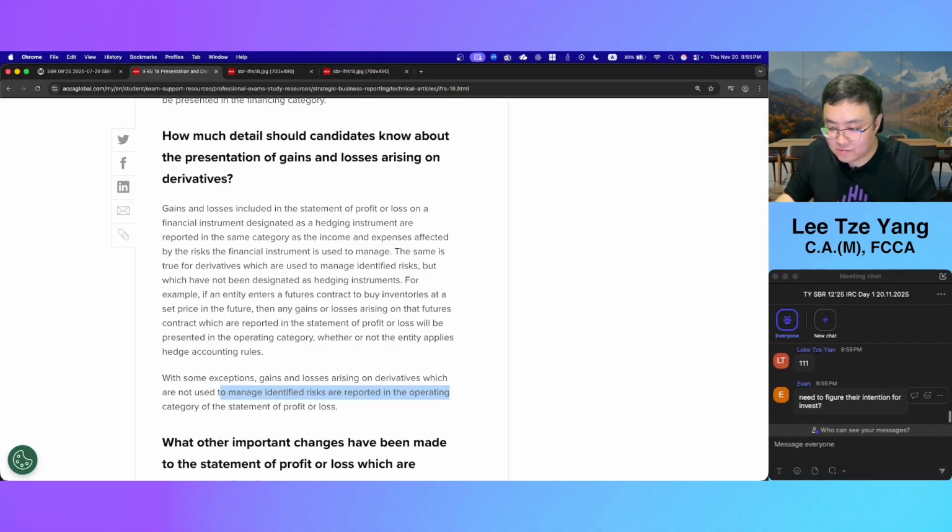Okay, I think there's someone asking a question. Yeah, so the question will tell you, even if they say they buy derivative for investment purpose, also not accepted. It cannot be under investing. Okay, it cannot be under investing.